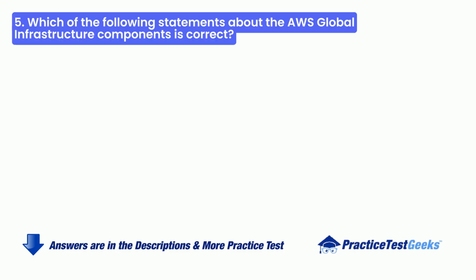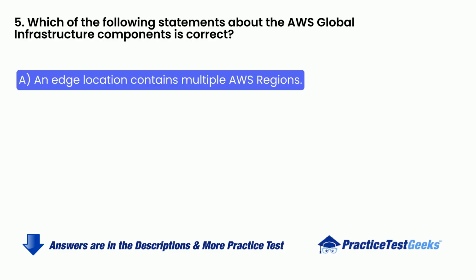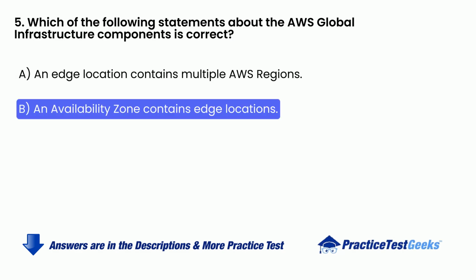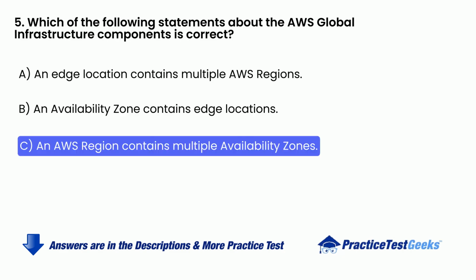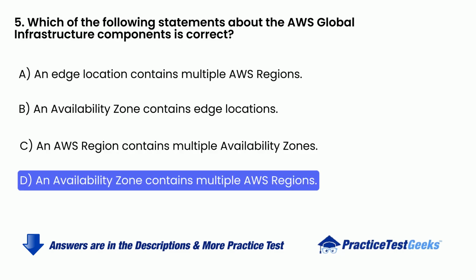Which of the following statements about the AWS Global Infrastructure Components is correct? A. An edge location contains multiple AWS regions. B. An availability zone contains edge locations. C. An AWS region contains multiple availability zones. D. An availability zone contains multiple AWS regions.